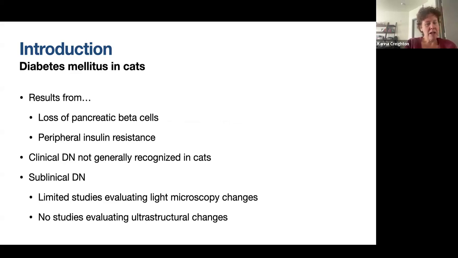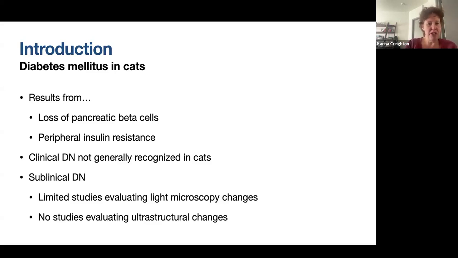Diabetes in cats can result from loss of pancreatic beta cells and/or peripheral insulin resistance. I'm not an internist, I'm a criticalist, so I haven't gone quite into the weeds as far as whether we should use terminology like type 1 or type 2 diabetes. I think it's always useful terminology when talking to owners, but I certainly know some of my internist colleagues try to shy away from it, as it doesn't completely map onto what we would expect to see in people.